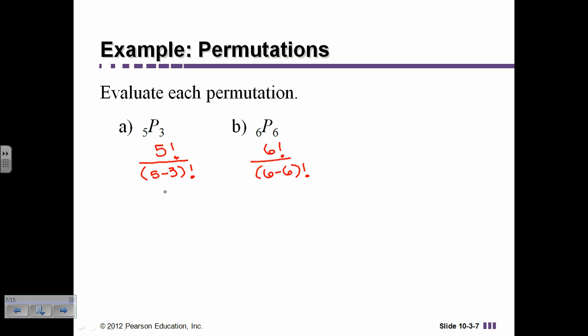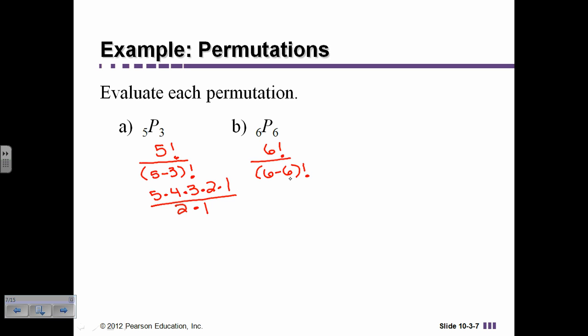So if I go through and do my math on this, the 5 factorial would end up being 5 times 4 times 3 times 2 times 1, and 5 minus 3 factorial, 5 minus 3 is 2, so it would be 2 times 1. And so we would end up doing 5 times 4 times 3, which is going to be 20 times 3. So the number of possible combinations, or permutations, is 60.